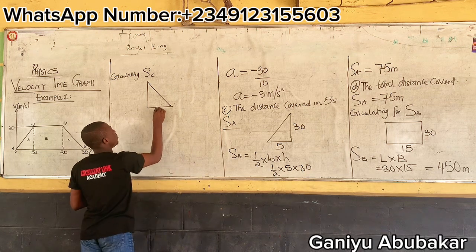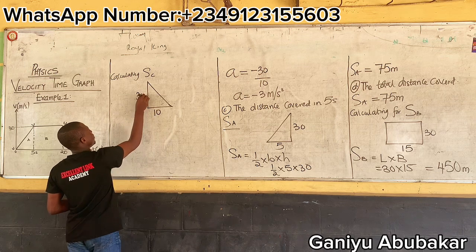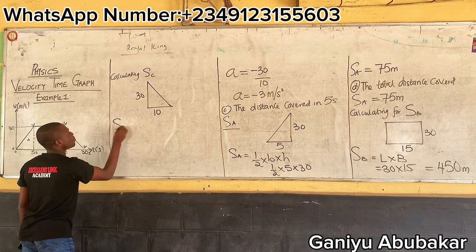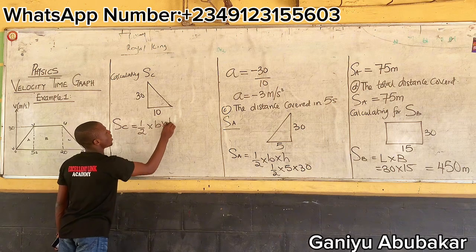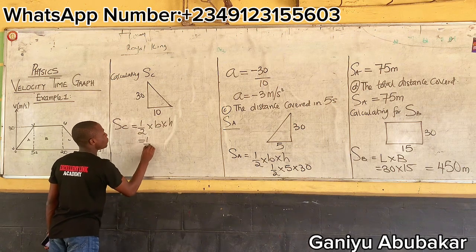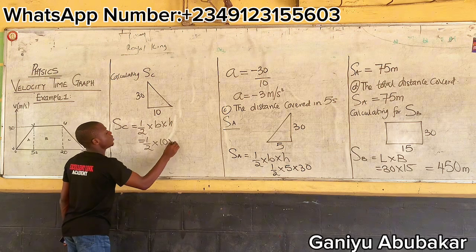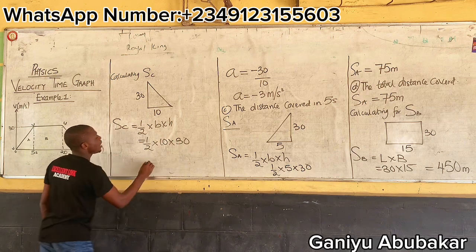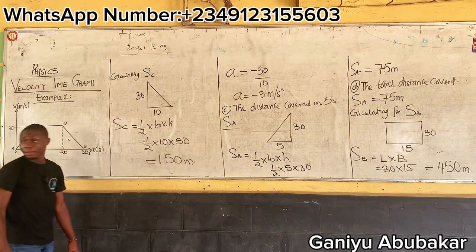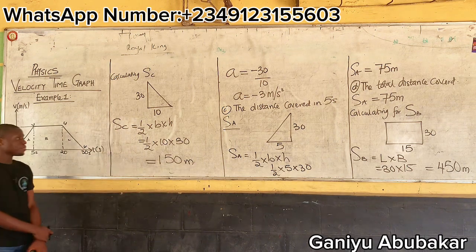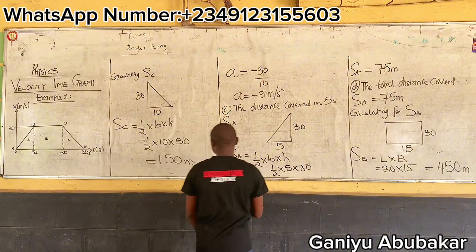That'll be 10 here. What's the height here? 30. What's SC? That's half times base times height. Half times 10 times 30, and I have 150 here. Am I correct? In meters. Confirm, please. Okay, let's proceed.